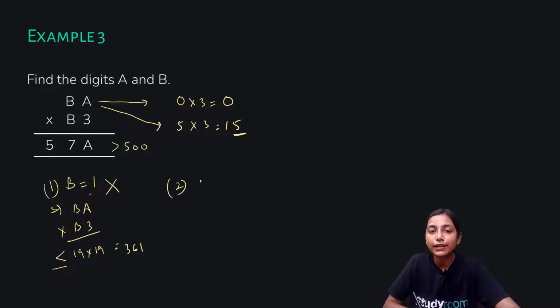Now what if we take B as 3? If B is taken as 3, then BA into B3 will have the minimum value.